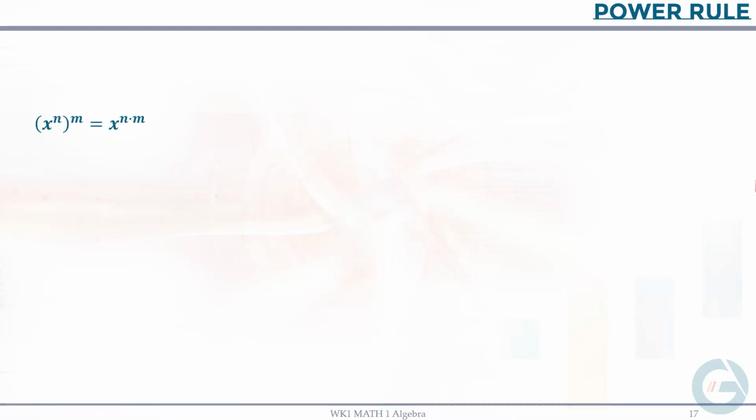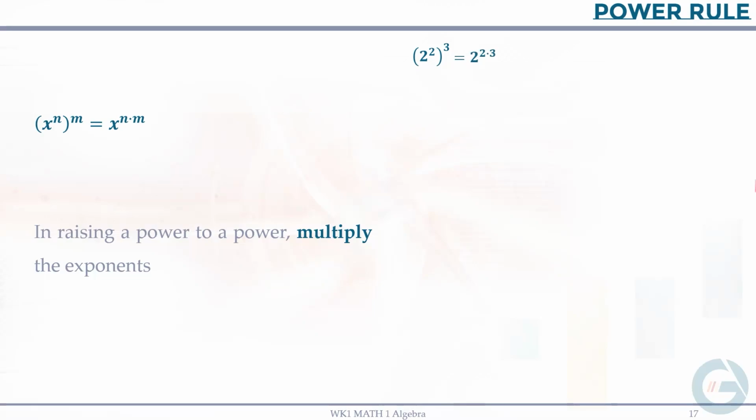Okay, next, the power rule. So if we have, for example, an expression raised to an exponent n, and we raise it to another exponent m, so in raising power to power, multiply the exponent. So for example, we have this one, 2 squared, we raise it to another exponent, which is 3, or another power, which is 3. So this is the same as 2 raised to 2 times 3. So you multiply these exponents.